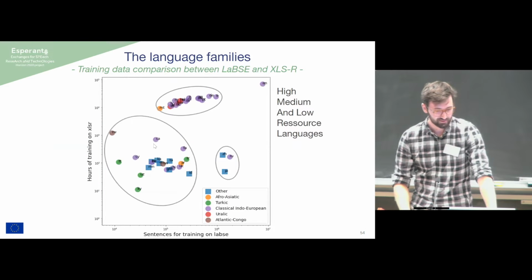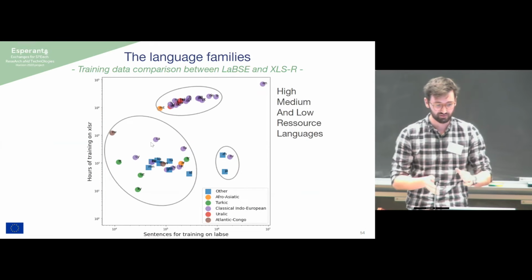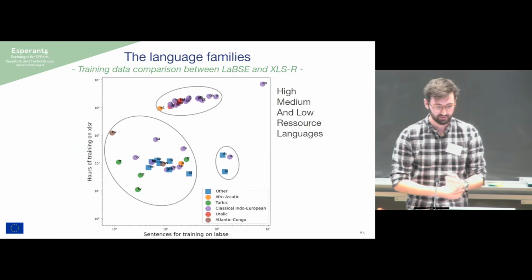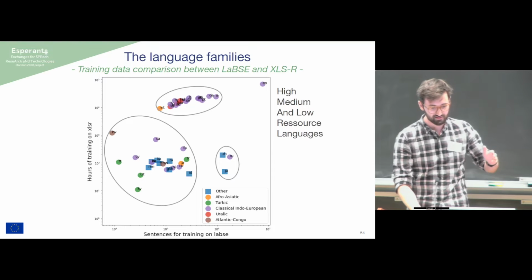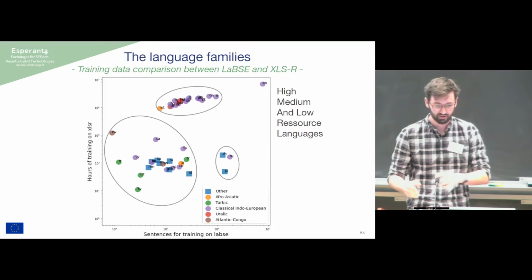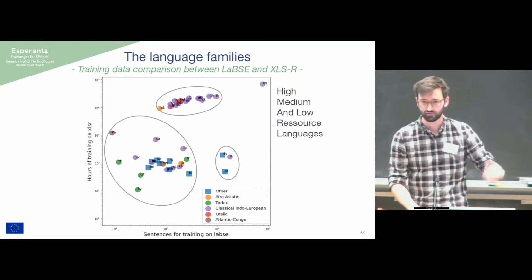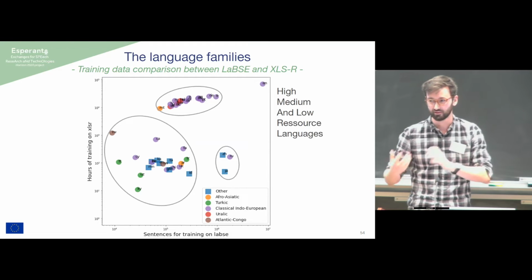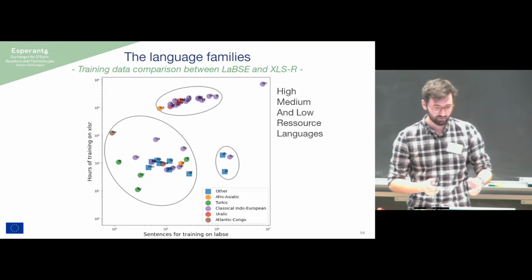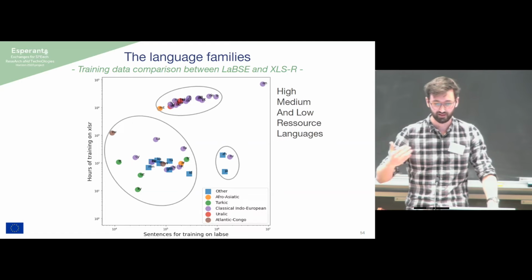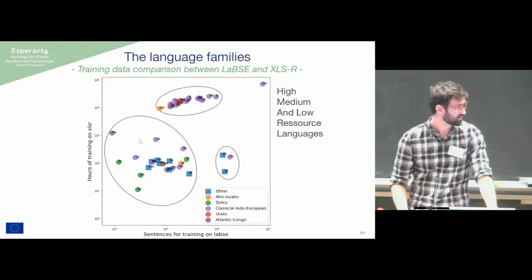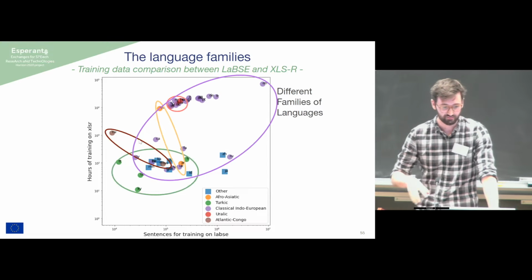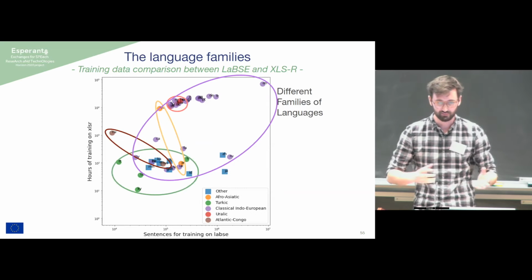One of the first things we did was also to look at the different amounts of data used by LAPC and XLS-R. Here you have a plot that represents the number of sentences used for training LAPC and the number of hours of training for XLS-R for different languages, and the colors are related to the families, except for the blue ones, which were the ones that were alone in their family. You can already see clusters of higher and lower resource languages that are not necessarily classified by family. If you look at it in a family way, you can see huge differences between them.